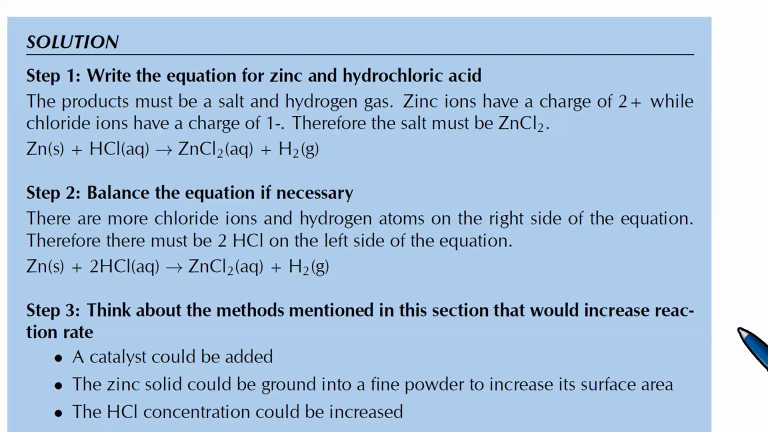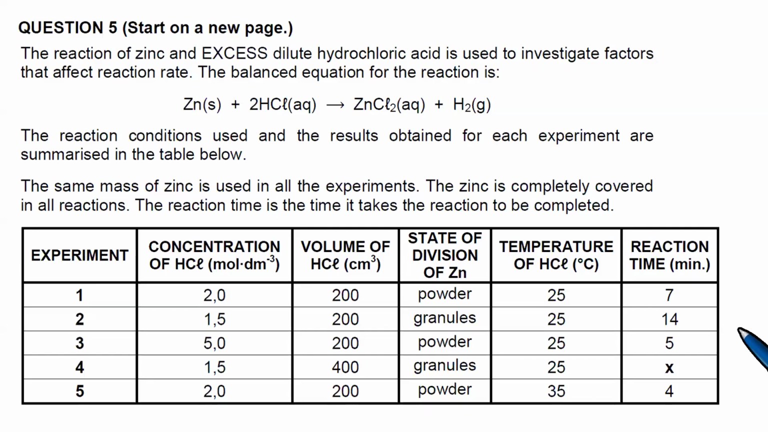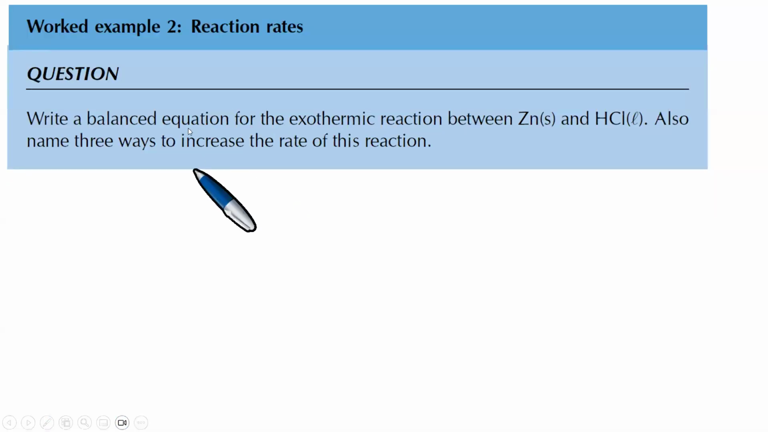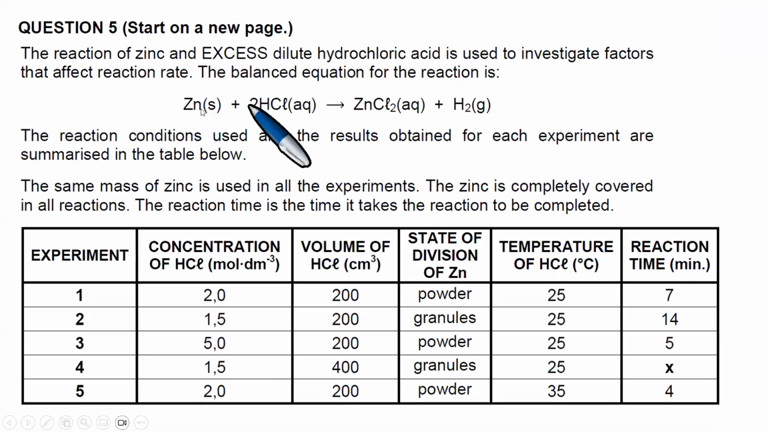In particular, the question here, which is zinc solid plus hydrochloric acid, is the same as the zinc and hydrochloric acid reaction that we looked at in our example two. In example two, we wrote a balanced equation for the exothermic reaction between zinc solid and hydrochloric acid, and also had to name three ways to increase the rate of this reaction. The examiner brought the same thing here: zinc and hydrochloric acid, and different ways to increase the rate of the reaction.